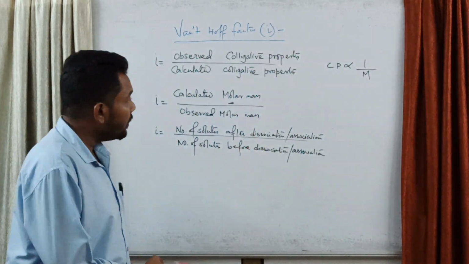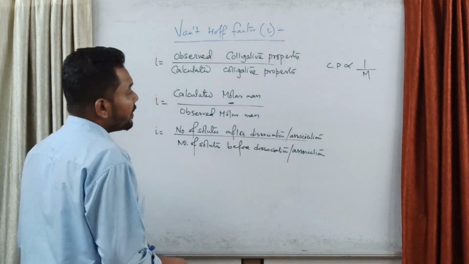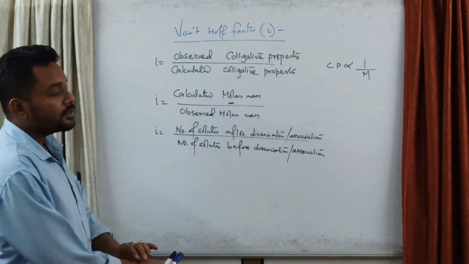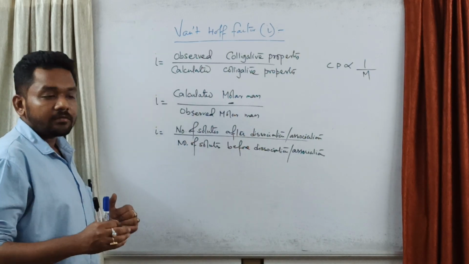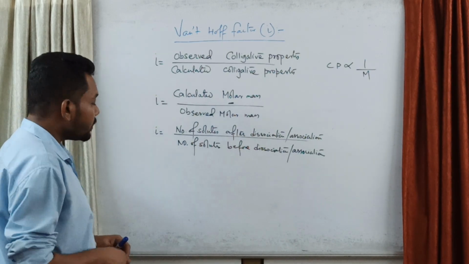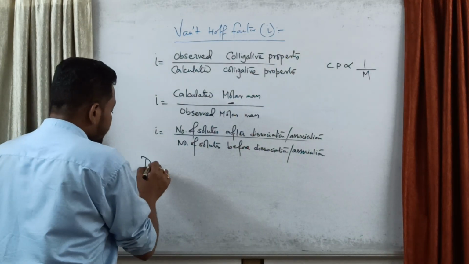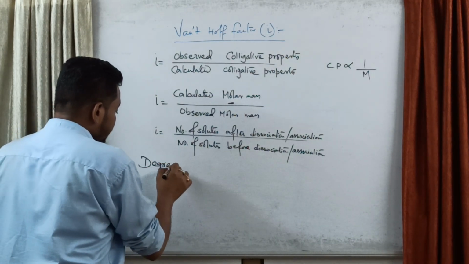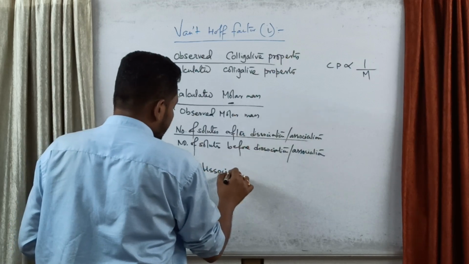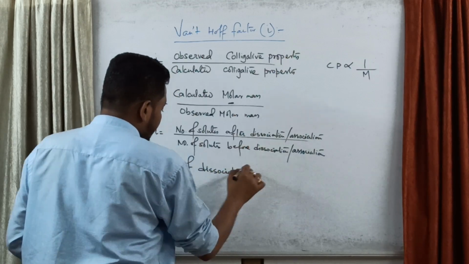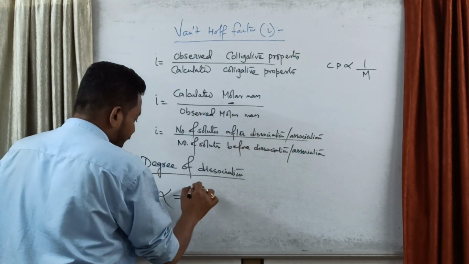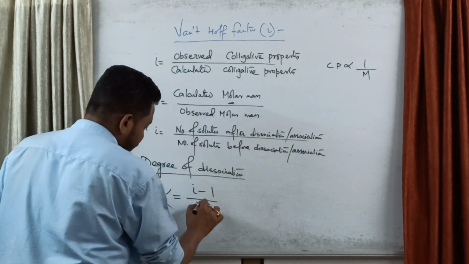এবার এখানেই আমরা যেহেতু ডিসোসিয়েশন অ্যাসোসিয়েশন দুটোই পড়েছি, সেজন্য এটা ডিগ্রি অফ অ্যাসোসিয়েশন, ডিগ্রি অফ ডিসোসিয়েশনটাও জেনে রাখার চেষ্টা করব। সেটা কি করে করো? তো হেডিং করো ডিগ্রি অফ ডিসোসিয়েশন, which can be represented as alpha. Alpha can be represented as i minus 1 by n minus 1.